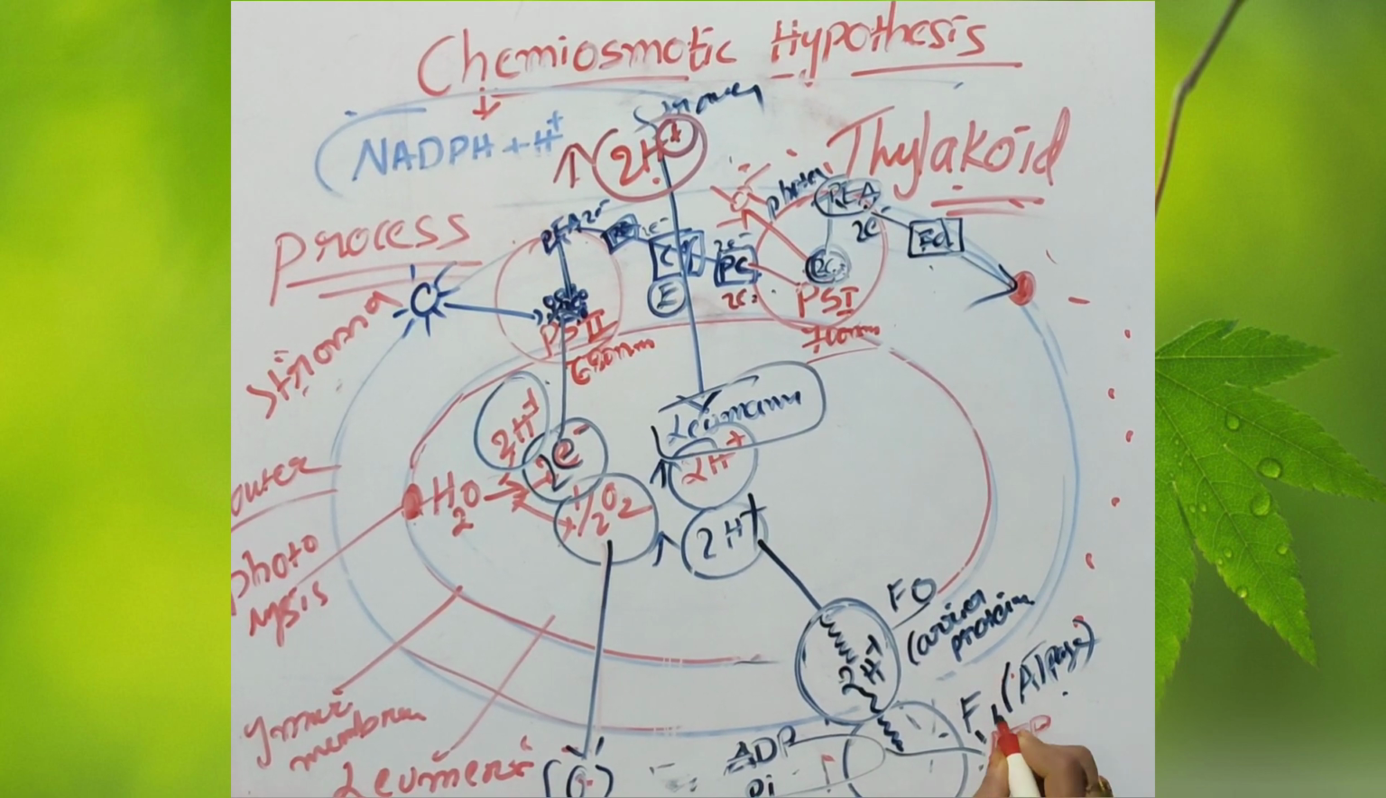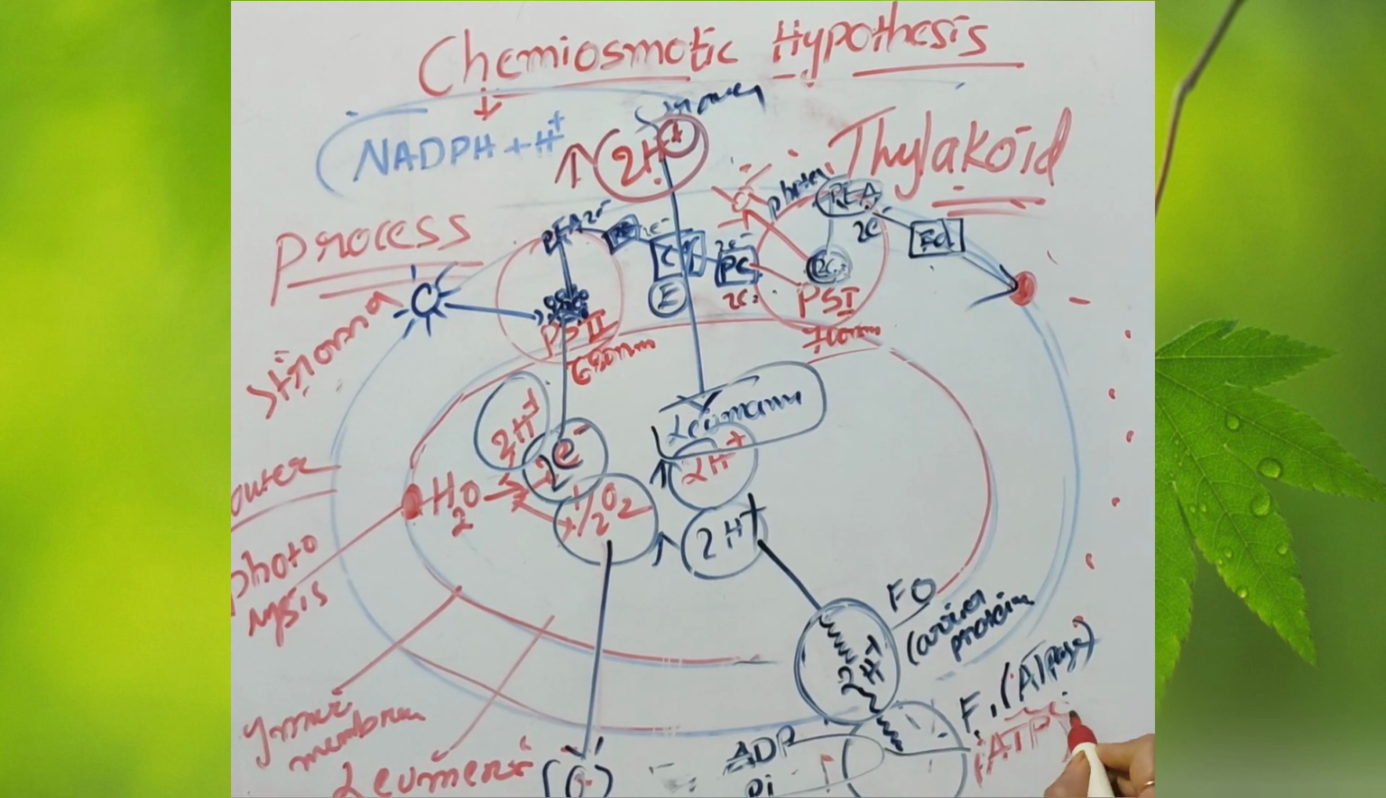ATP with the help of ATPase enzyme. Okay, the ATP is released. What are the important substrates? ADP and Pi with the help of ATPase enzyme.